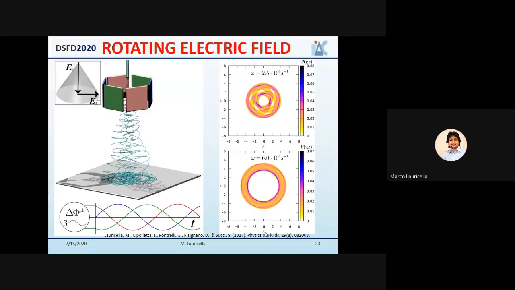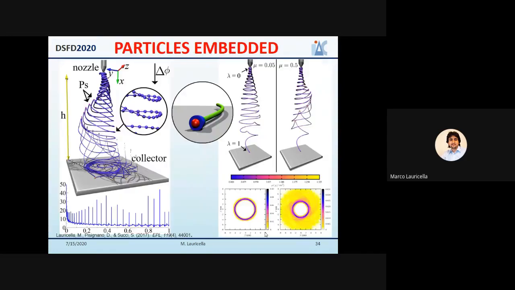On the right side here is reported the probability density of a jet segment to hit an area on the collector. So we can observe how the electric field rotating at different frequencies provides these different patterns.